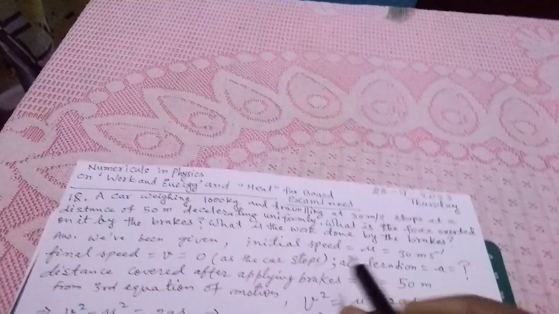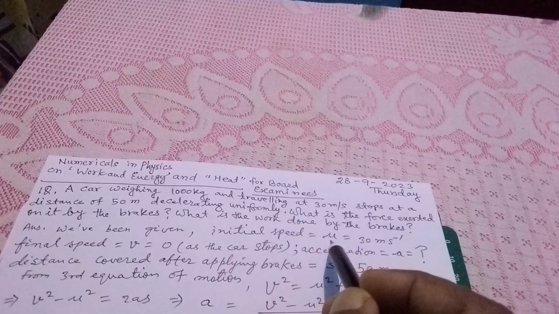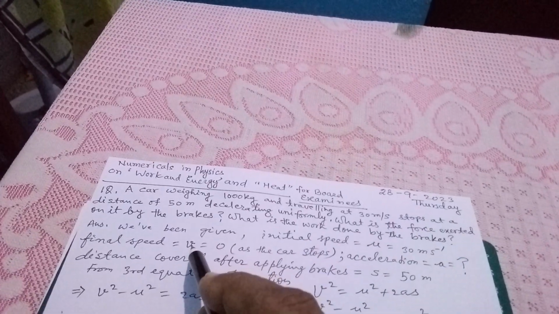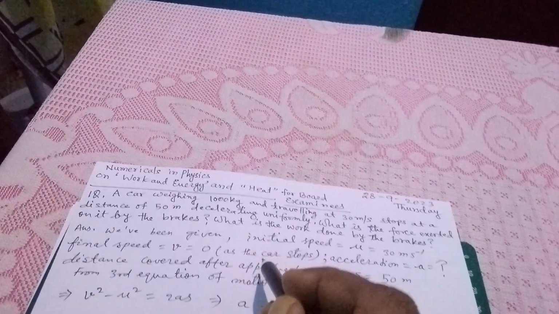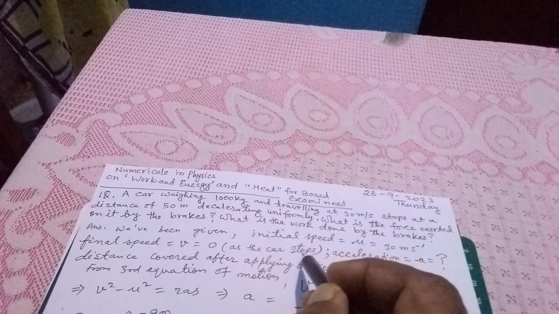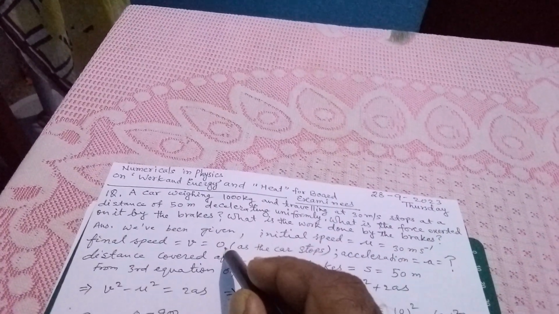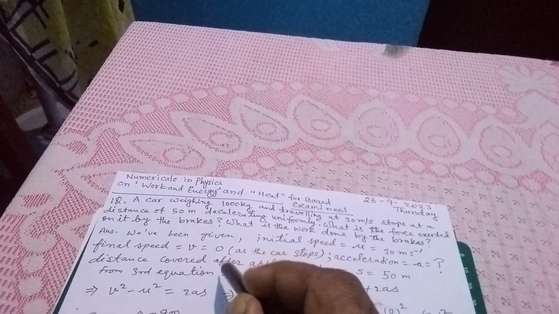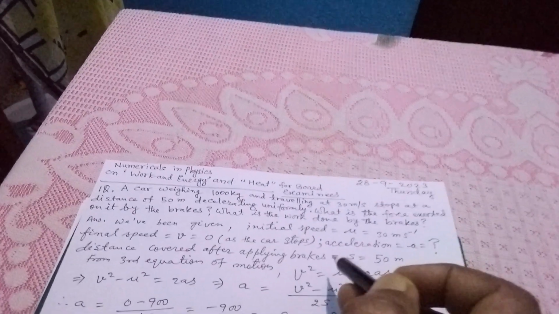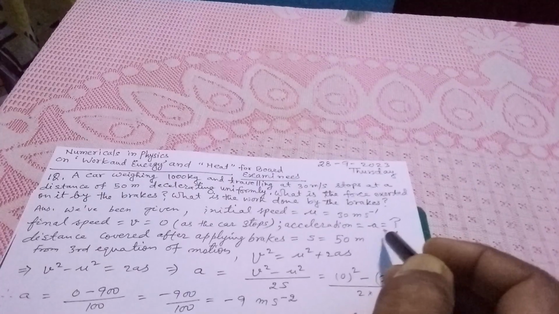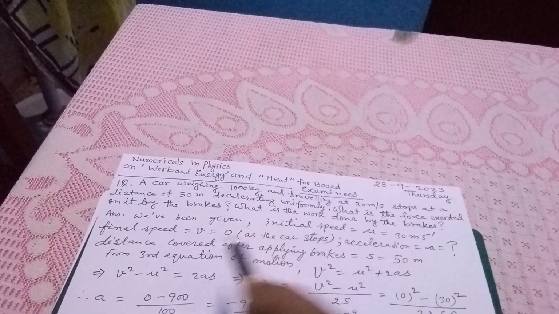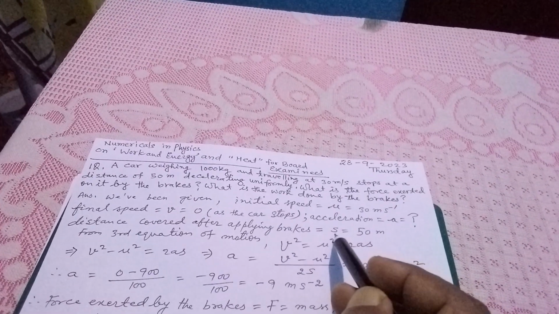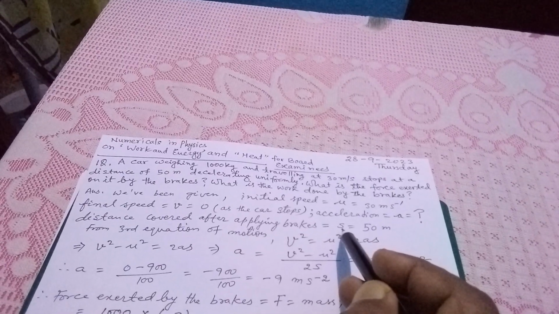What is the work done by the brakes? So we have been given here that initial speed, that is small u, equals 30 meters per second. Final speed is small v, that is 0. Whenever any moving object stops, then v is 0. And whenever an object starts from rest, then u is 0, that is, initial speed is 0. Acceleration equals a, that we have to find out. And distance covered after applying brakes equals 50 meters, and for distance here we will write s.